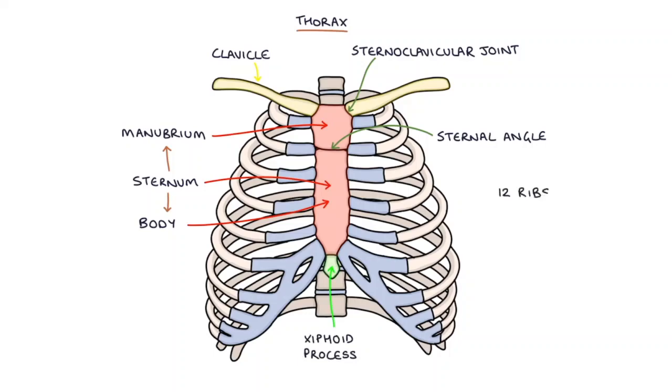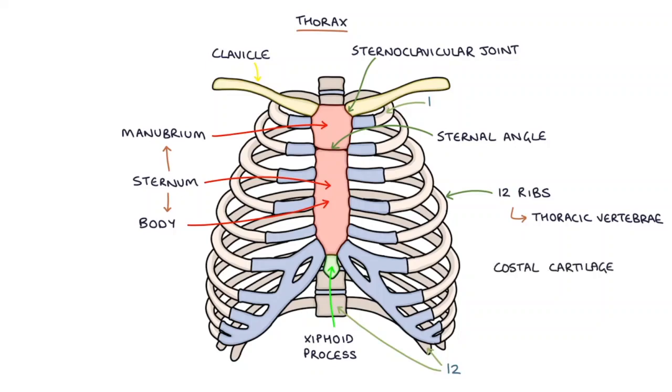There are 12 ribs, one for each thoracic vertebra. The ribs are labelled 1 to 12, corresponding to the vertebra they attach to. The costal cartilages are what connect the ribs to the sternum. The 11th and the 12th ribs do not connect to costal cartilage or to the sternum, and they're called floating ribs.